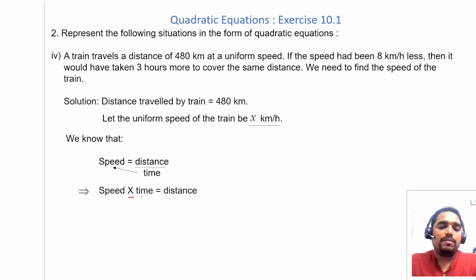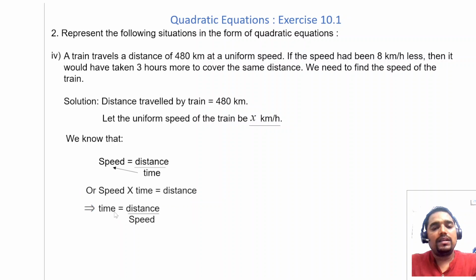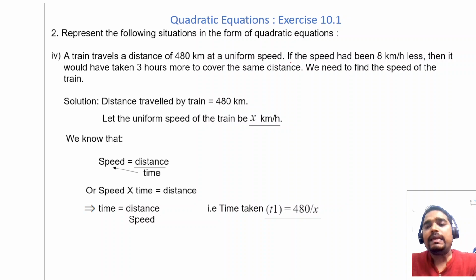Since we want time alone in the LHS, now let's transpose the speed towards the RHS. So it would get divided by. So therefore, time is equal to distance by speed. Now coming back to the problem, the total distance traveled by the train is 480 kilometers. So therefore, at the average speed of x kilometers per hour, time is equal to 480 divided by x. Now let's call this time t1, that is, t1 is equal to 480 divided by x hours. Now in order to build the quadratic equation, let's worry about the next condition.